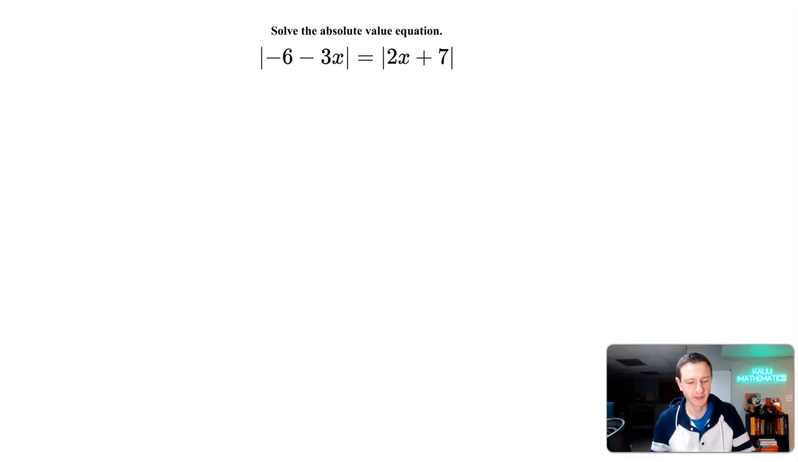Today I want to take a look at solving the absolute value equation. So we have the absolute value of -6 minus 3x equals the absolute value of 2x plus 7. What we want to do here is think about absolute value.